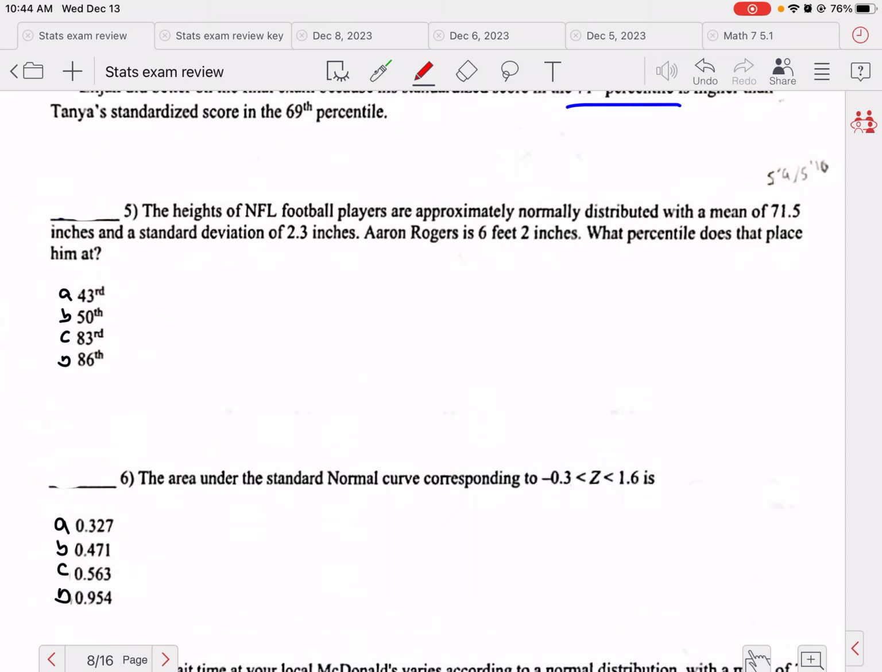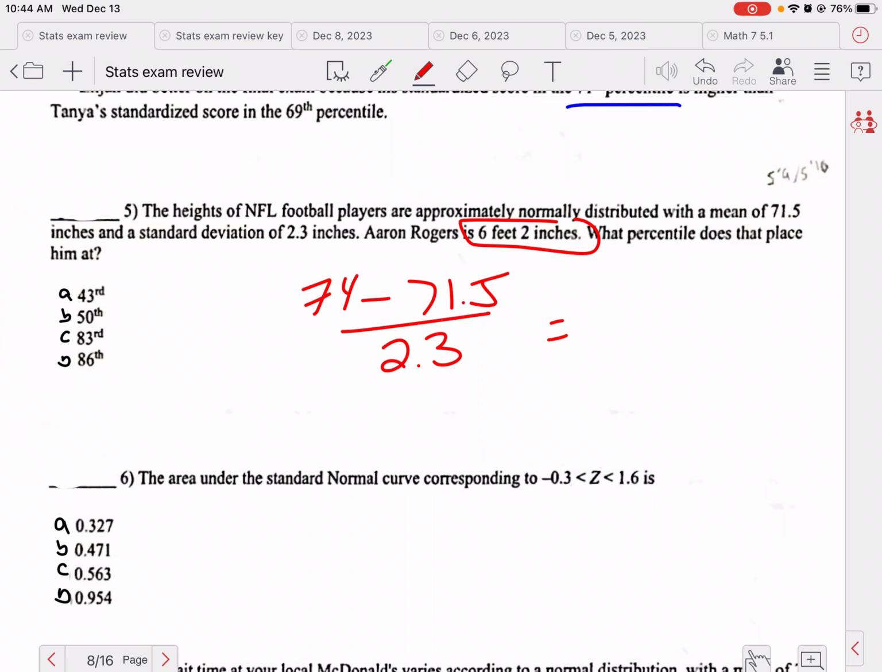Okay. The heights of NFL players are approximately normally distributed with a mean of 71.5 and a standard deviation of 2.3. Aaron Rodgers is 6 feet 2 inches. Please remember to turn this all into inches. Otherwise, life is going to be hard for you. And I guarantee they're going to fake it. So minus 74. So I'm going to go ahead and do that. 74 minus 71.5 divided by 2.3 is going to be 1.09.